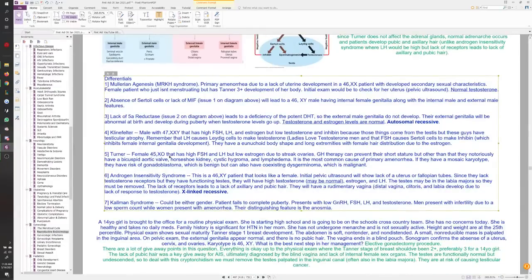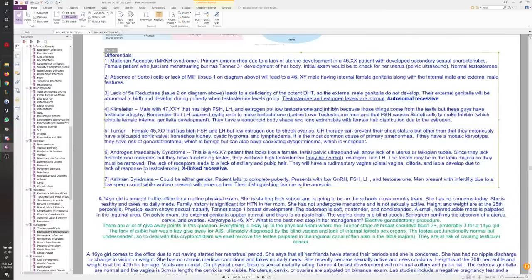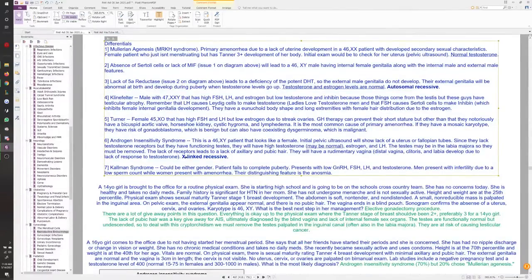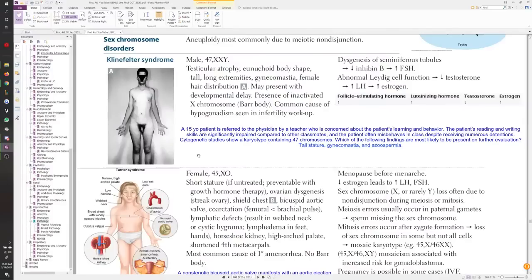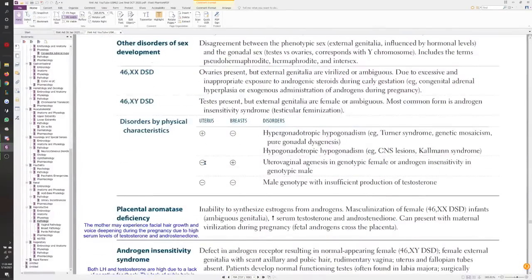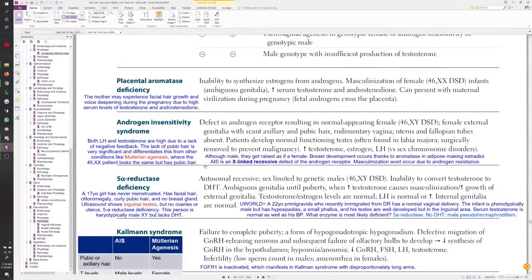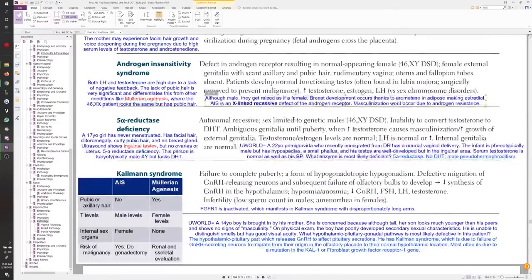Turner 45XO, we perfectly get it. We saw all the things already in various questions. Androgen insensitivity syndrome, keep in mind this is an X-linked recessive disorder. First aid doesn't really mention it very much. First aid doesn't have that written in there either. You do need to know that. Actually, in my step 1 first aid, I've added that in wherever necessary, right? So here we can see androgen insensitivity syndrome, X-linked recessive. It's not in the book, right?